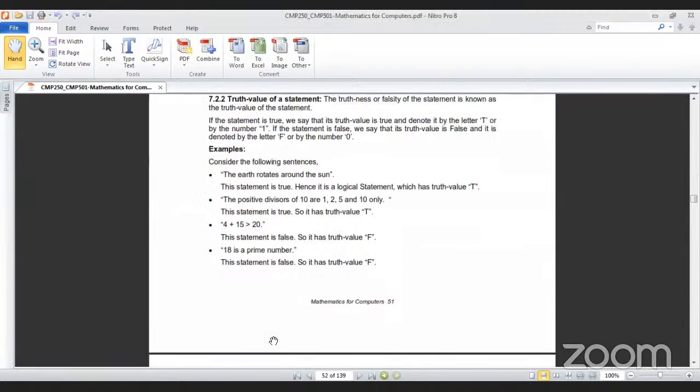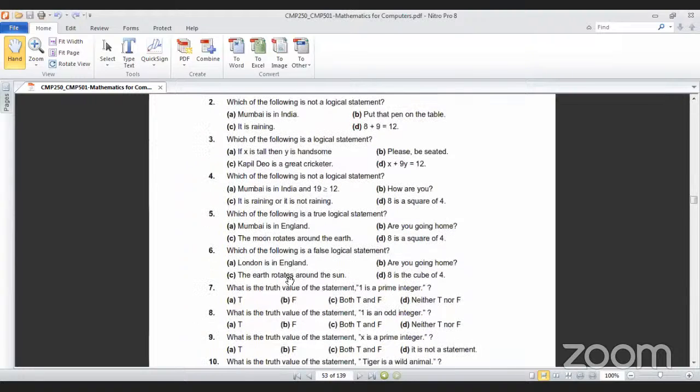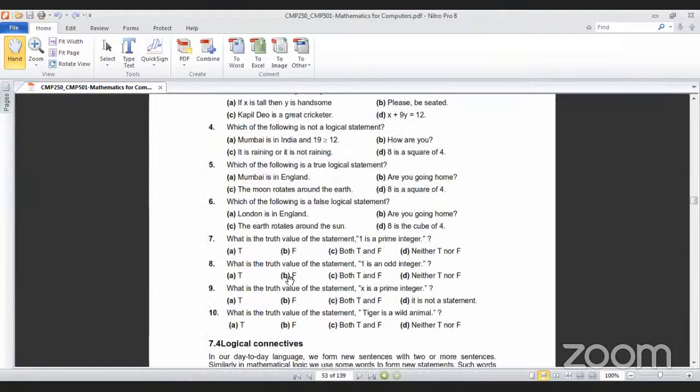18 is a prime number. Now, what is the definition of a prime number? It should be divisible only by one and itself, correct? Do we get 18 only once? That is, 18 ones are 18 is there. After this, 9 twos are 18 is also there. So obviously it is having other multiples of 18. So it will have a truth value of F. Now this is for your homework.